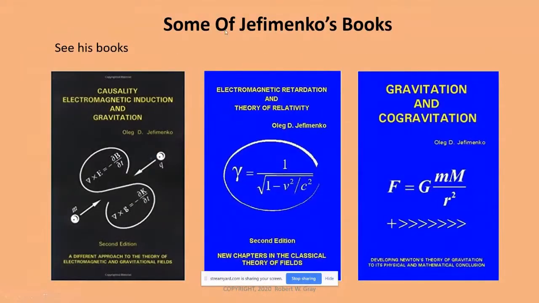So I highly recommend Jefimenko's books, which I'm trying to go through. I'm showing 3 here: Causality, Electromagnetic Induction and Gravity; Electromagnetic Retardation and the Theory of Relativity; Gravitation and Co-gravitation. These are excellent books, and I tried to read his books years ago, and I just got lost. I wasn't ready for them yet, but after studying a lot more of Weber electrodynamics, I seem to be ready for them now, and they're just brilliant books.